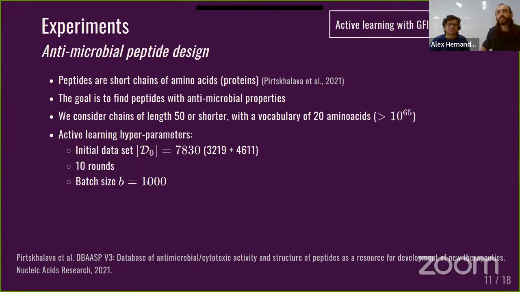Okay. In this case, this data can be conceptualized as chains. These are sequences, chains of length up to 50, or they can be shorter in our experiments, and they are formed with a vocabulary of 20 amino acids. So that yields about 10 to the 65, which is huge, as you see. So it's not a trivial problem to find good candidates here.